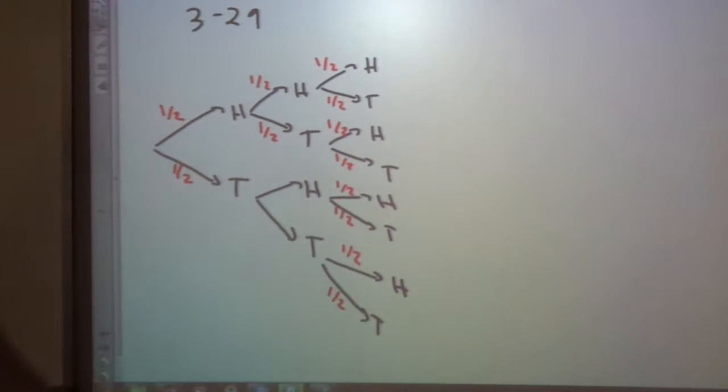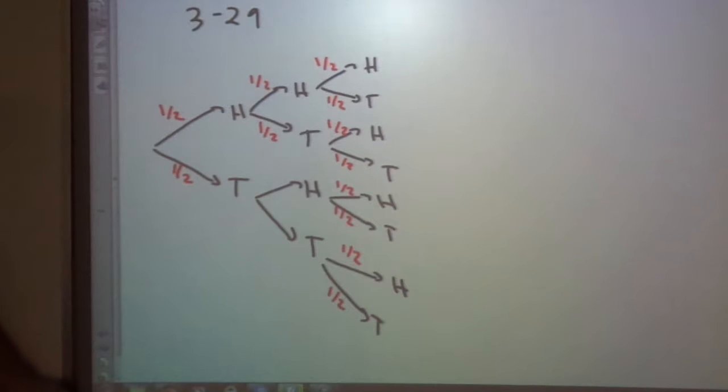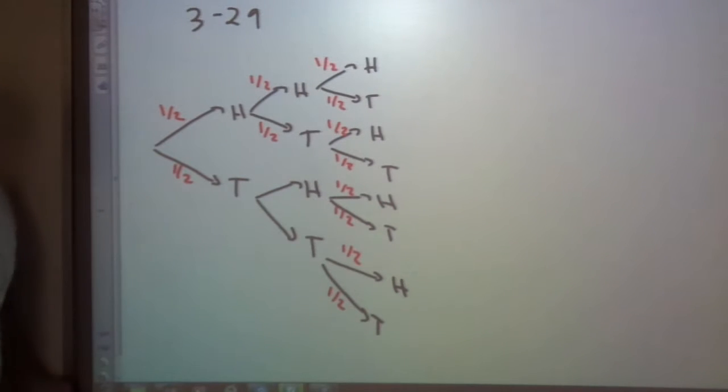So there are 8 possible outcomes, right? Each of them is equally likely. All of them have a 1/8 chance of happening because you would take 1/2 times 1/2 times 1/2 for each of them, which is 1/8.